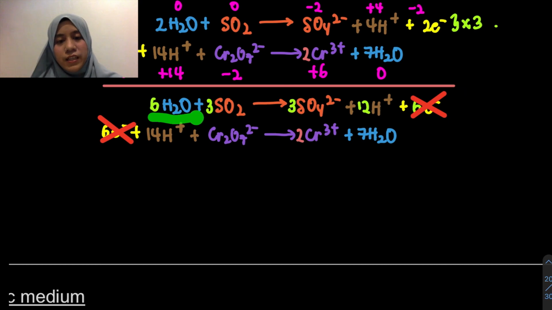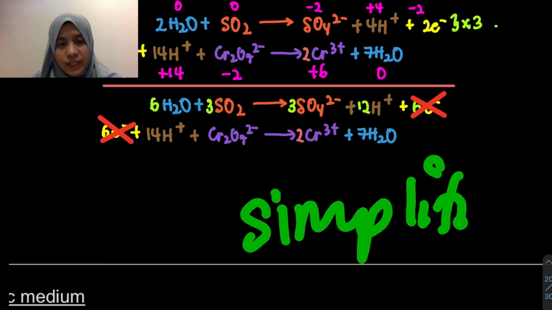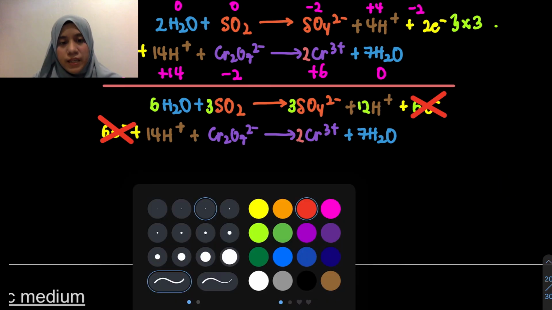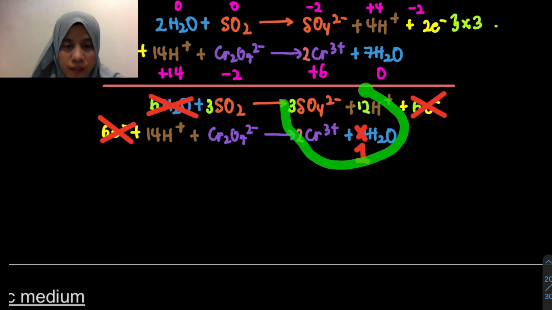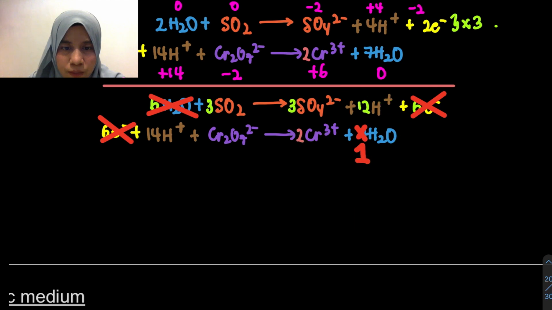Okay, so sekarang ni kita tengok H2O kita is actually kita boleh simplify kan. And it's actually on the opposite side. So macam mana nak simplify kan? Minuskan sahaja. 7 minus 6. So jadilah 1. Okay, yang lain semua sama sahaja. Tak ada pun yang sama.